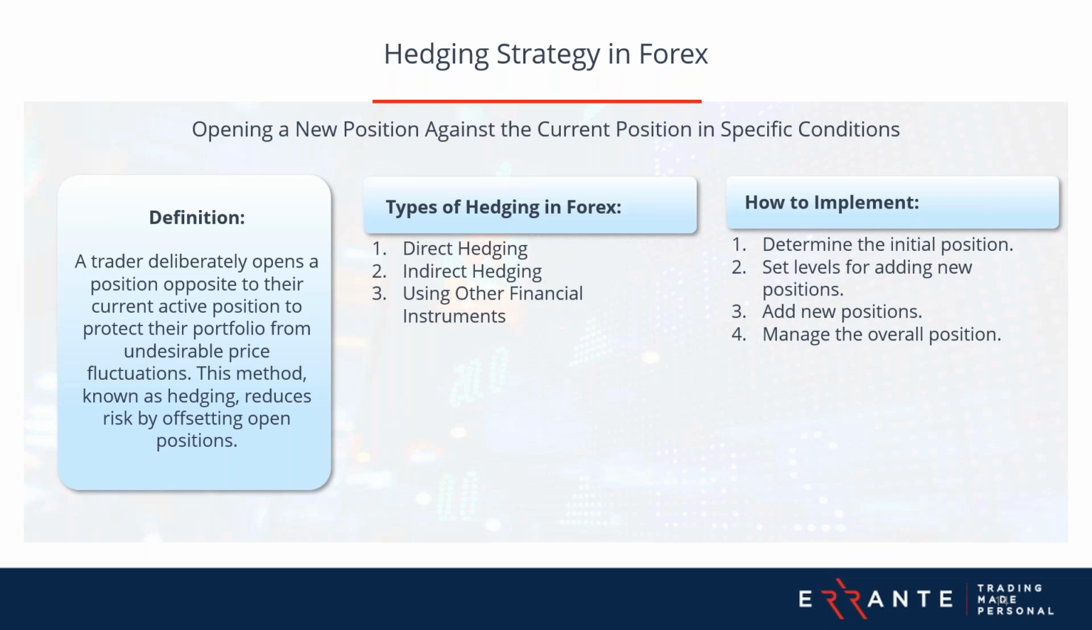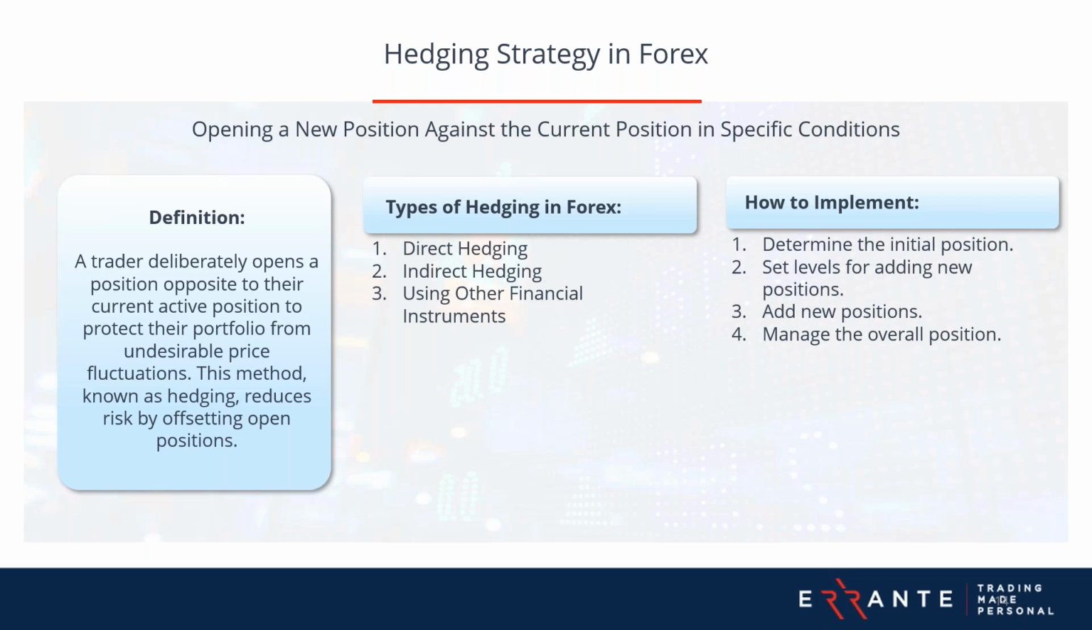And the next step is setting levels for adding new positions. Decide at what point you will add the hedging position. This could be based on market volatility, technical indicators, or significant economic events that might affect the market. Then you need to add the new position when the conditions are met and execute your hedging trade. For instance, if the market starts moving against your long Euro USD position, you might open a short position in GBP USD to protect your overall portfolio.